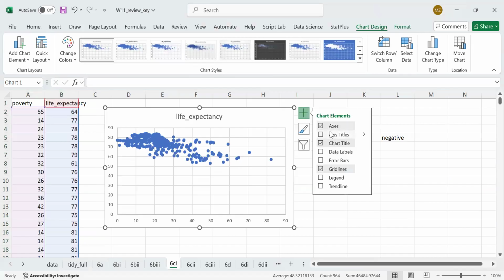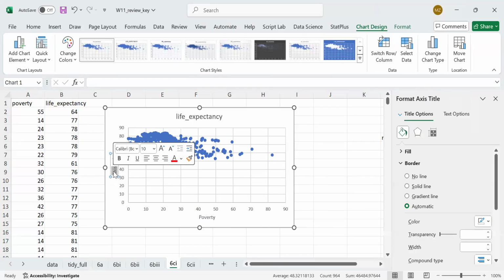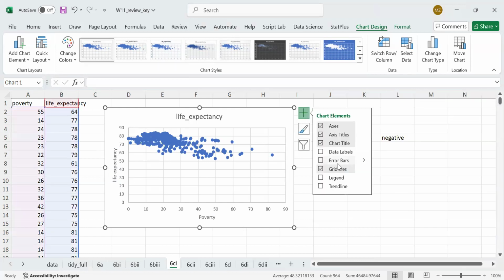And let's put some axis titles also. So this is poverty. And then this is life expectancy, right? So you can also insert the trend line here. So you see the trend line. Even when you look at the chart, you do see some relationship that as poverty is increasing, life expectancy is decreasing, which you would expect.